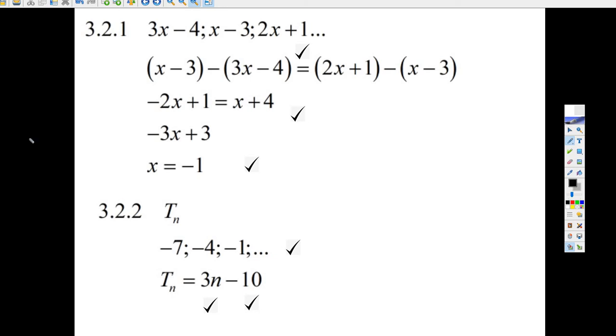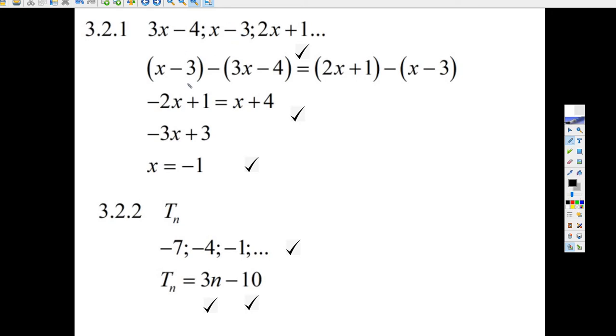Okay, carrying on with question 3.2 of this paper 1, Fishhook High School 2020 paper. And here we go. They say this is a linear sequence, 3x minus 4, x minus 3, 2x plus 1, that it's going up by exactly the same amount. That's what linear means. It's arithmetic. It's going up by the same amount.